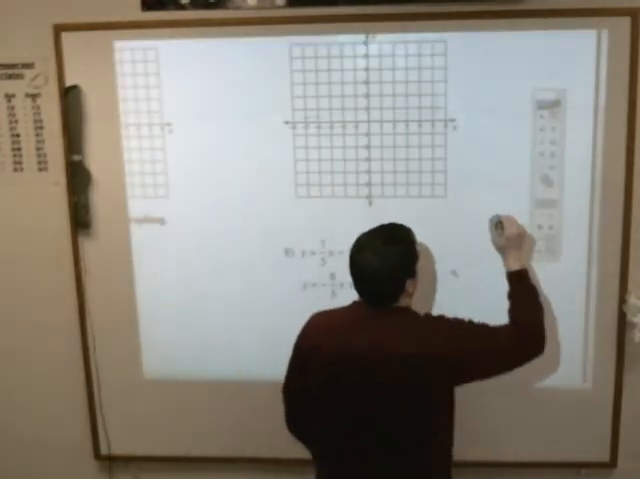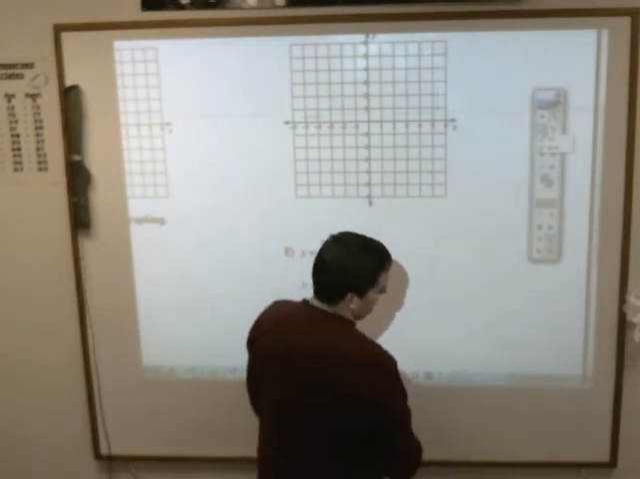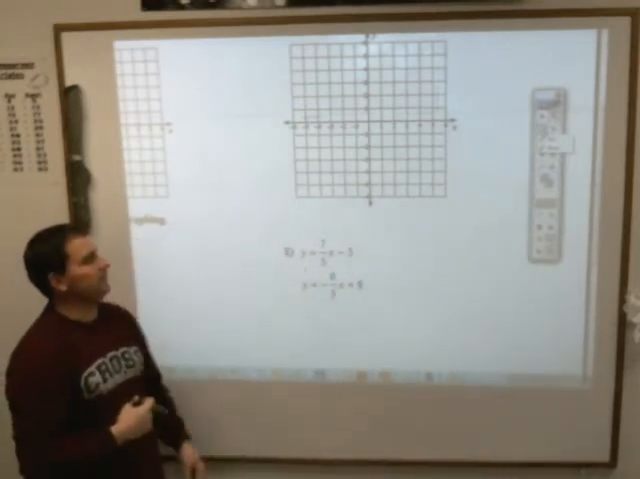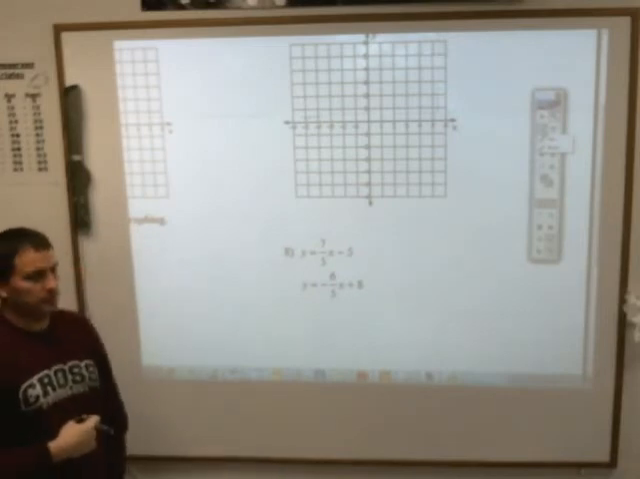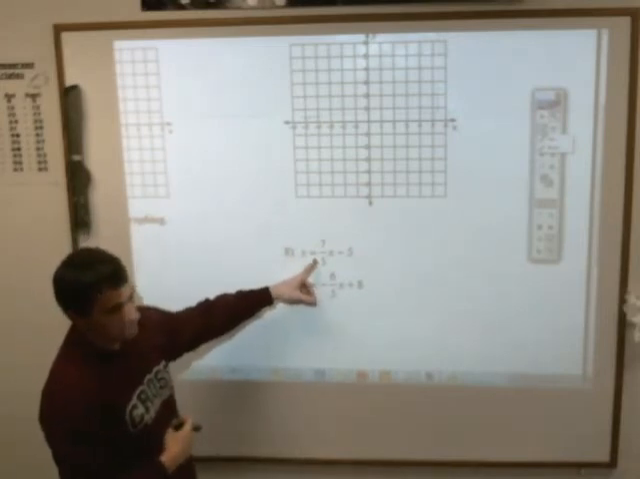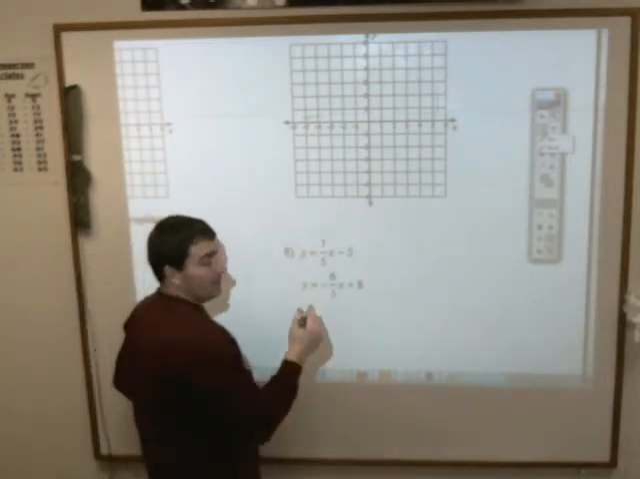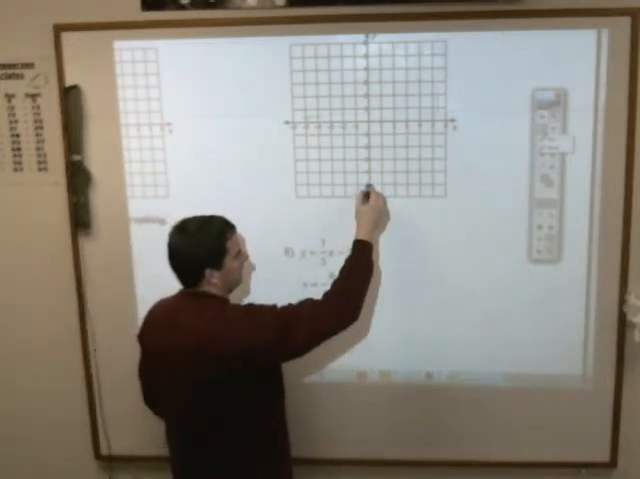Alright, many of you need work with this and today's quiz deals with this, so this would be good for you to go. Alright, Jacob Bowman. Y equals 7/5 x minus 5. What's the first thing I do to graph this line? Put a dot on the y-axis at -5.